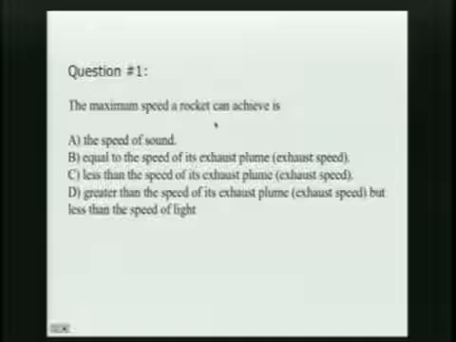Okay, let's go ahead and get started then. So, question number 1. The maximum speed a rocket can achieve is A, the speed of sound, B, equal to the speed of its exhaust plume, which we called the exhaust speed, C, less than the speed of its exhaust speed, or D, greater than the exhaust speed, but less than the speed of light.